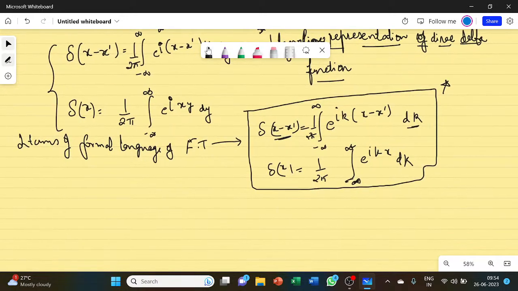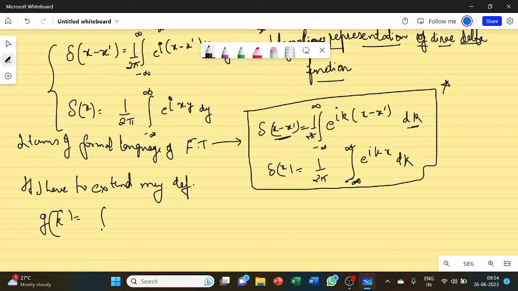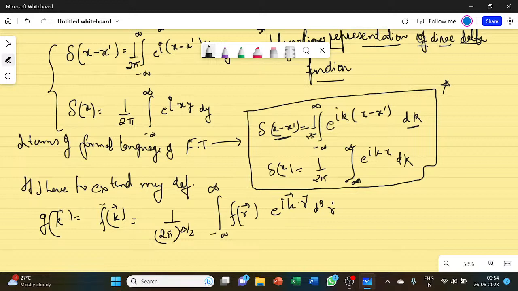So for example, if I have to extend my definition to three variables, then f tilde of k vector, I can write it as 1 upon (2 pi) raised to power 3 by 2, integral from minus infinity to plus infinity f of r vector, and then e raised to power iota k vector dot r vector, and then I will write it as d3 r vector. So this is how we extend the definition in 3 dimensions.